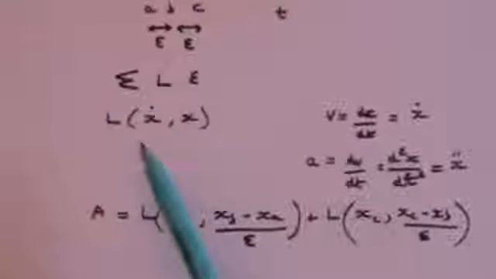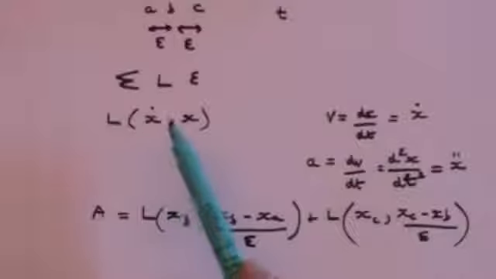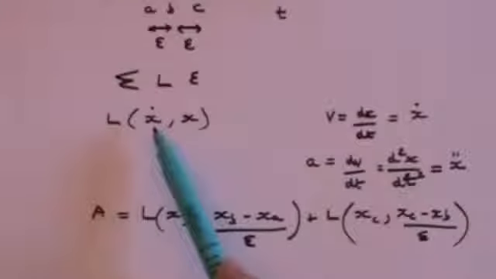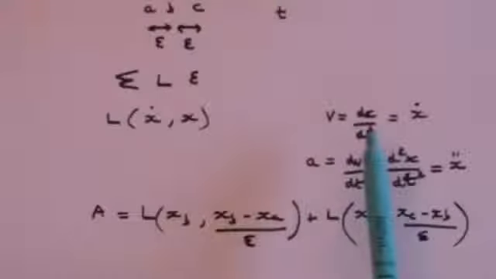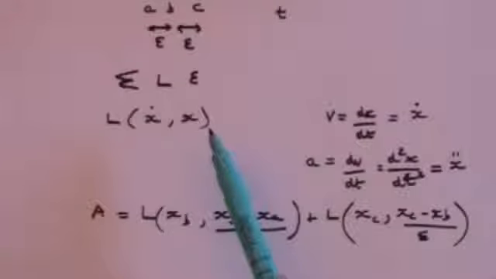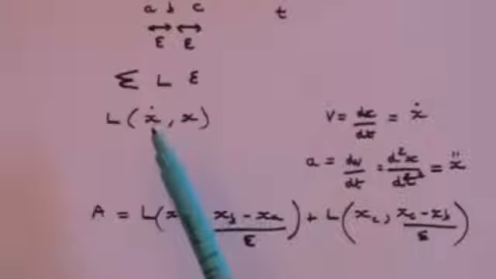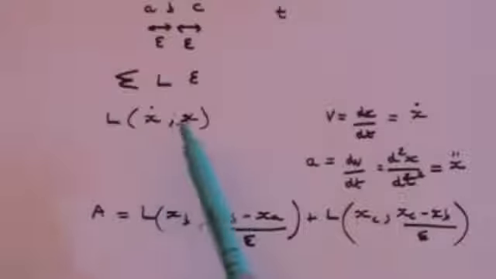Just to recap, the Lagrangian is a function of kinetic energy minus potential energy. Kinetic energy has as its variable velocity, which we use x dot, the derivative of distance with time. The Lagrangian is also a function of potential energy, and the variable in potential energy is distance, x. So the Lagrangian has two variables, x dot, the velocity, and x, the distance.